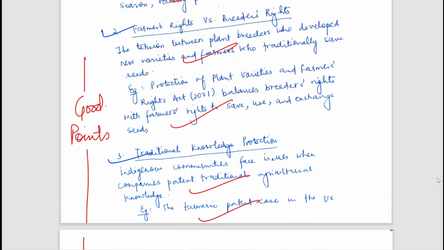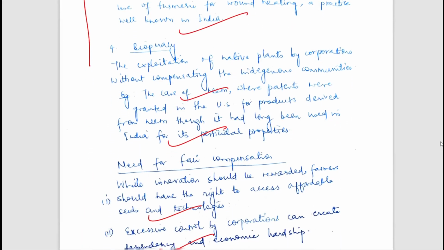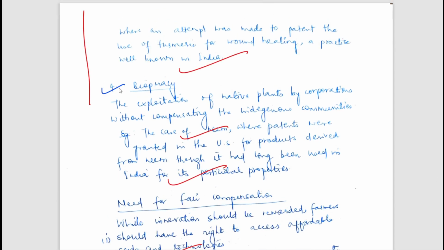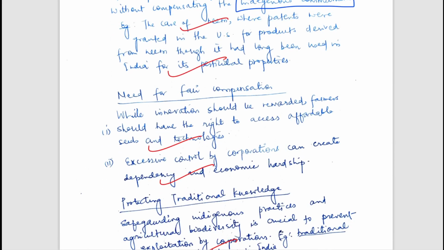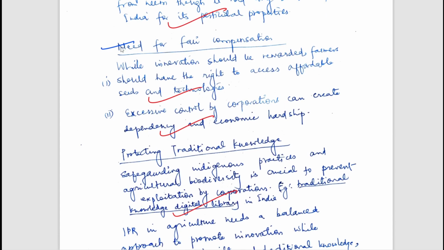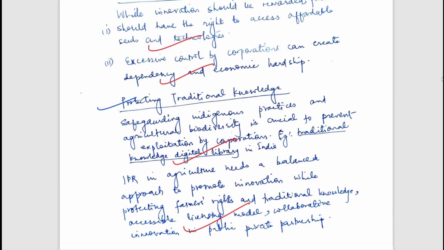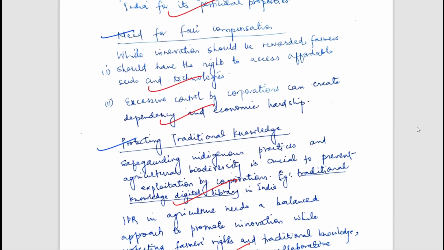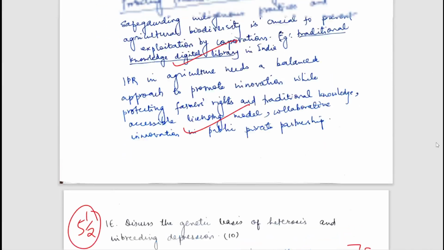Traditional knowledge protection is another problem, which I have discussed, that many times traditional knowledge is patented by some foreign companies. You can simply pause and read it. Biopiracy is another problem, that is exploitation of native plants by corporations without compensating the indigenous communities which are really involved in its development. So there is a need for fair compensation. We need to protect the traditional knowledge. These are the things which we need to do. So, a fairly well written answer. You can simply pause and read it.